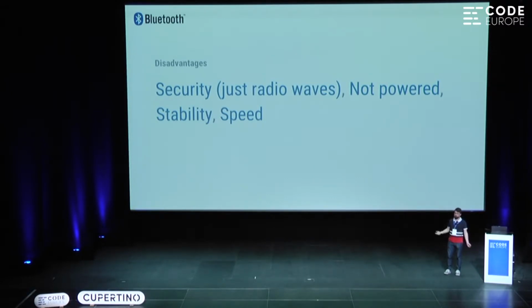Disadvantages, well, if you have important things you're sending over Bluetooth, you might want to encrypt it because it's a wireless standard, so people could figure out what's in the air. It's not powered. It can be an advantage and a disadvantage. And of course, because it's wireless, the stability and speed.